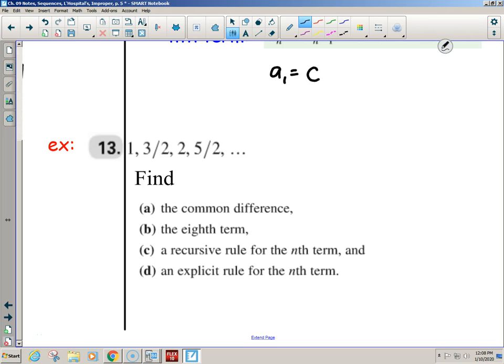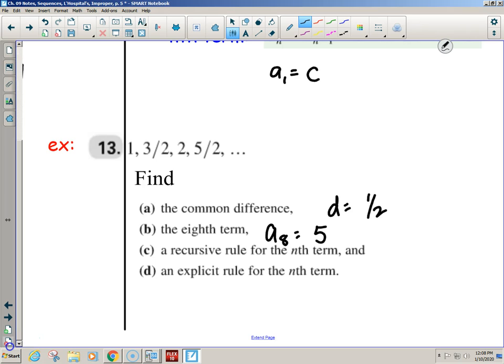So let's say you're given this guy, okay? 1, 3 halves, 2, 5 halves, and so on. Let's just make sure we're good. Okay, what's the common difference? D is equal to? 1 half. The 8th term is going to be a sub 8, and on the calculator it'd be u of 8. Is going to be 5.